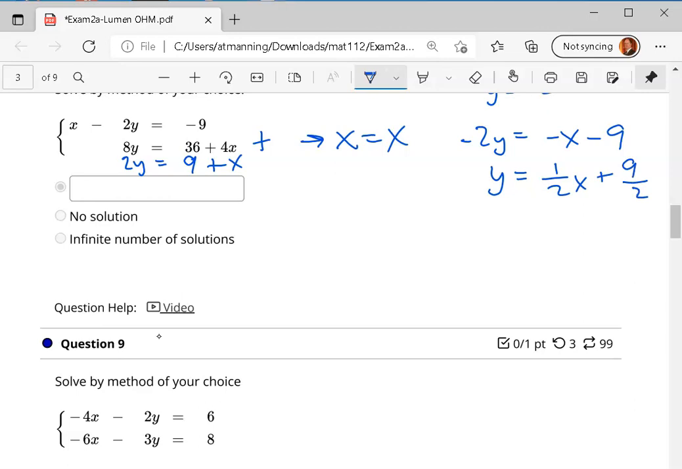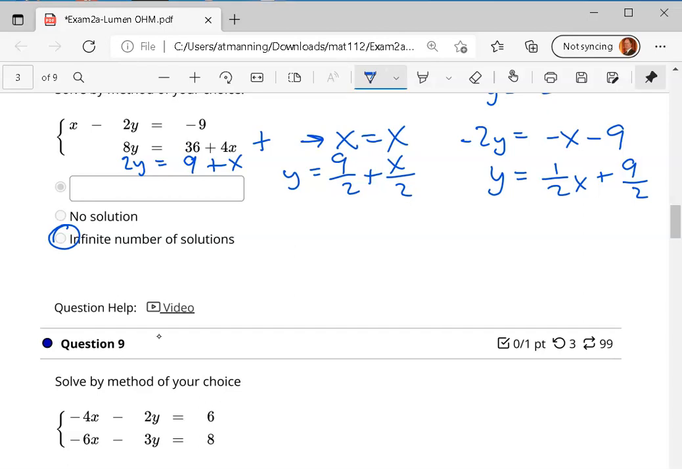Let's put this one in slope-intercept form. 2y, let's divide by 2. y equals 9 over 2 plus x over 2. Well, look at that. That is the exact same equation. Those are the exact same lines. So the two lines are the same. Therefore, the lines cross in many places. Infinite number of solutions.